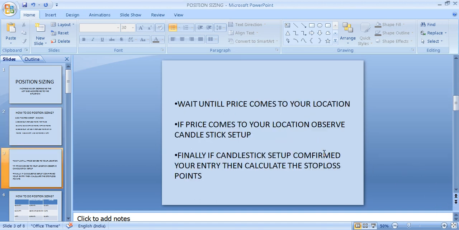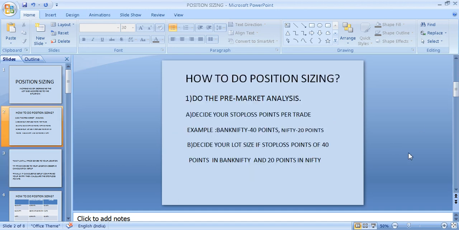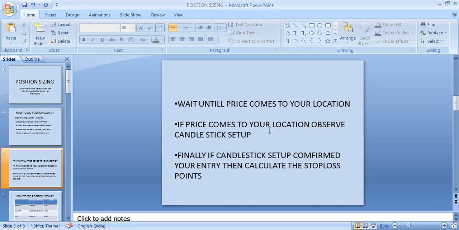Okay, now you have decided your stop loss. You have done your pre-market analysis, decided your stop loss points, and you are waiting to take the trade as per your pre-market analysis. Now you have to do position sizing here. Wait until price comes to your location, as per your pre-market analysis. If price comes to your location, observe the candlestick setup.